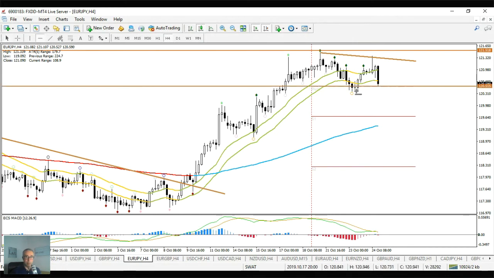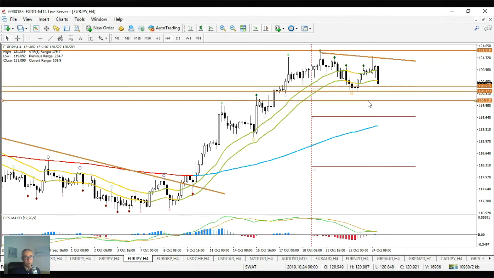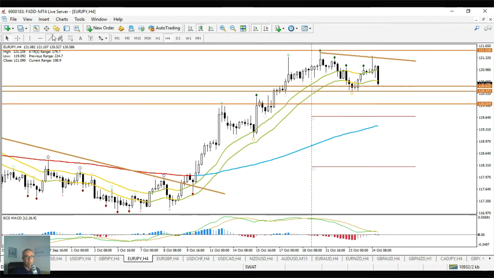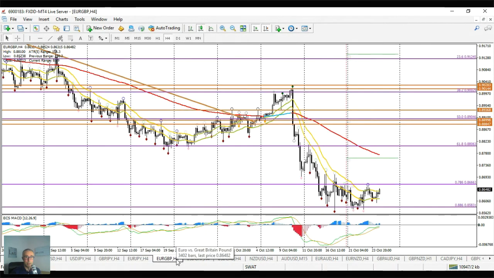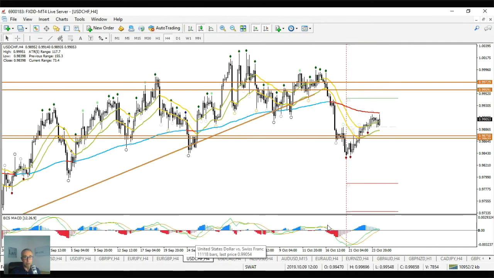If it breaks through the pivot and support, there is a 120 level though to reckon with. Ultimately, if it breaks, pull back and could make it further down to the 144 EMA like that, if there is a bigger retracement. Euro pound going sideways, dollar Swissy recovering slowly but surely, but quite slow. Not that interesting for me.